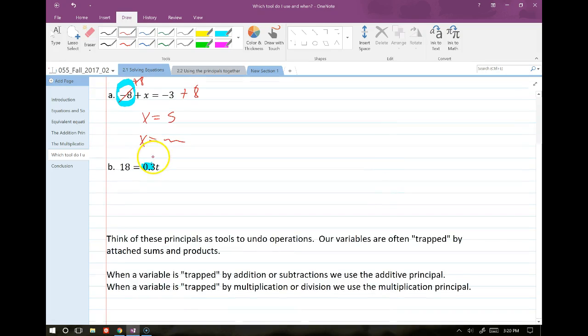For this guy, we have a coefficient that's attached with multiplication, so we use the multiplicative property to get rid of that, right? So I'm just going to say 1 over 0.3 on both sides. So then we get t equals 18 over 0.3. And this is definitely a time for a calculator if I've ever seen one. We could always convert that 0.3 into fraction form, but we don't mind calculators here.